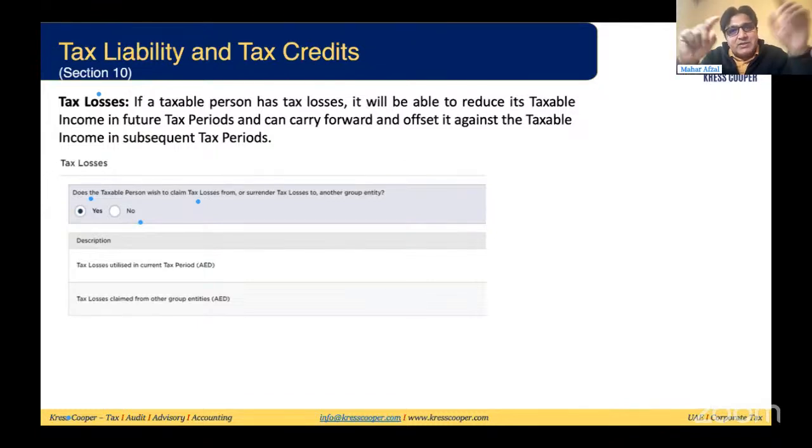Once you put yes, another schedule will open. You need to fill the information in that schedule. Once you fill the information in that schedule, they will arrive at the net taxable income.